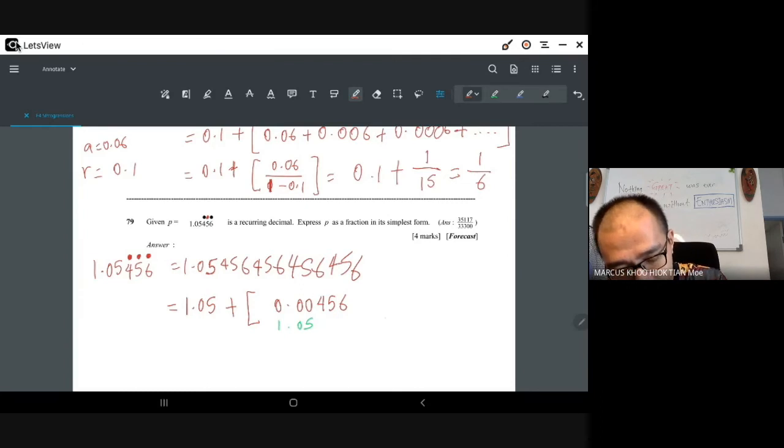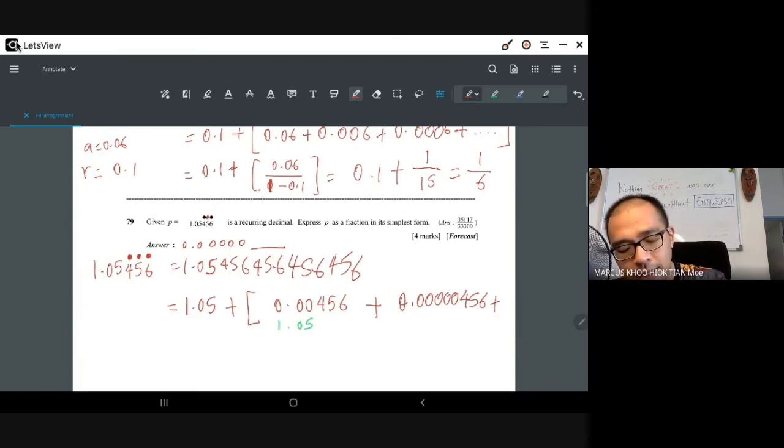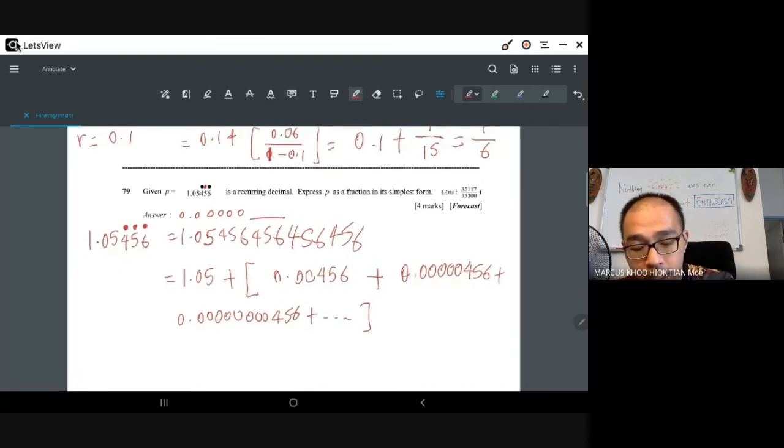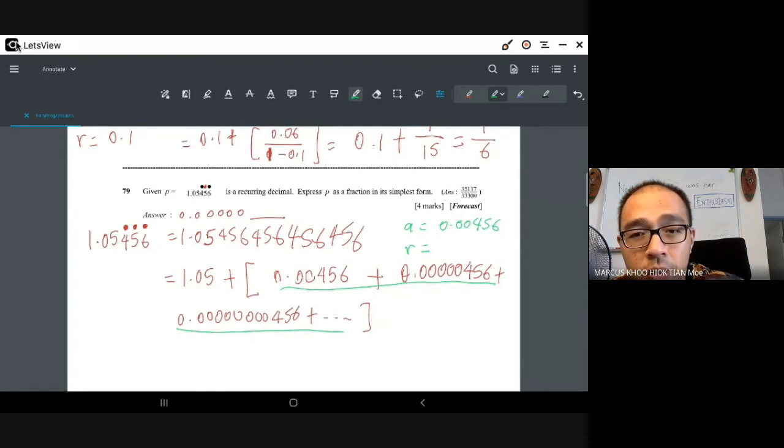What is my next number? 0.00000456. How many zeros? 5 zeros. Actually all you need are 2 numbers and you're good to go. But if you want, you can add another number, 0.00000000456, plus dot dot dot. Same thing. For this geometric progression, what is my A and what is my R? A is 0.00456. What is my R? 0.001.